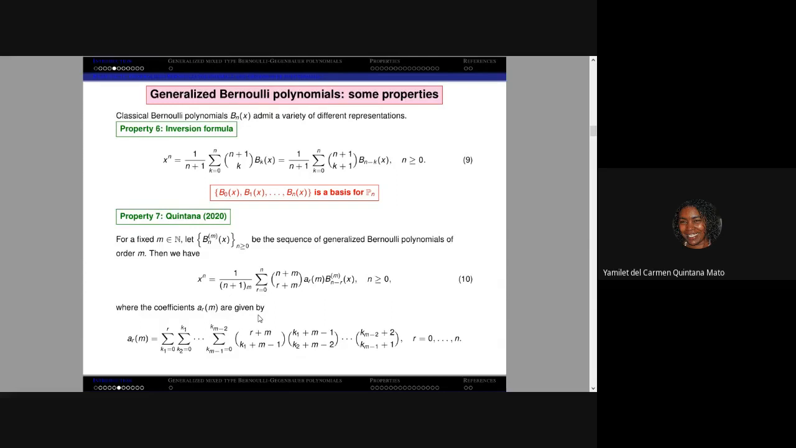As you know, the classical Bernoulli polynomial admits different representations. Among these representations is the inversion formula in this slide, property 6. The inversion formula tells us that the first n plus 1 classical Bernoulli polynomials form a basis of P_n. P_n in this talk denotes the space of polynomials of degree less than or equal to n.